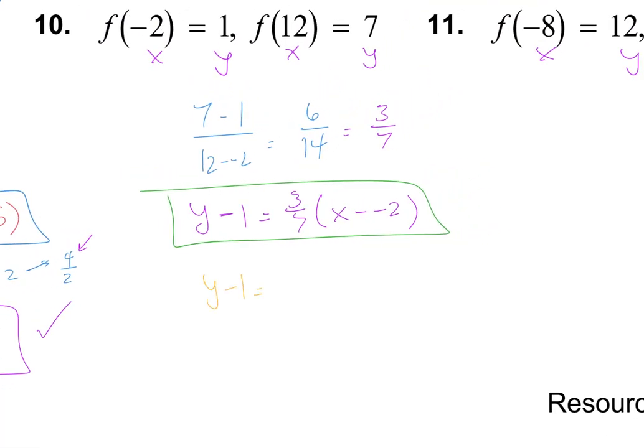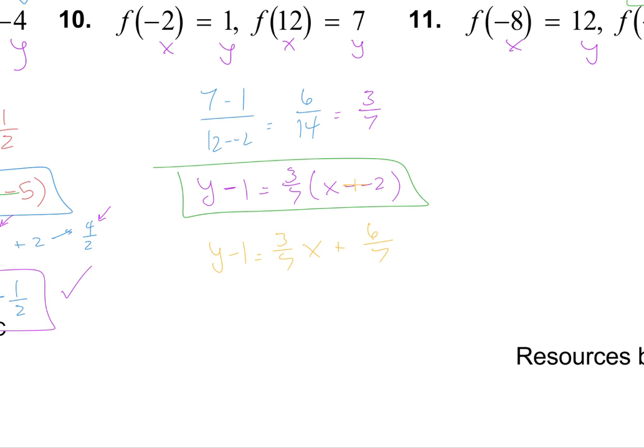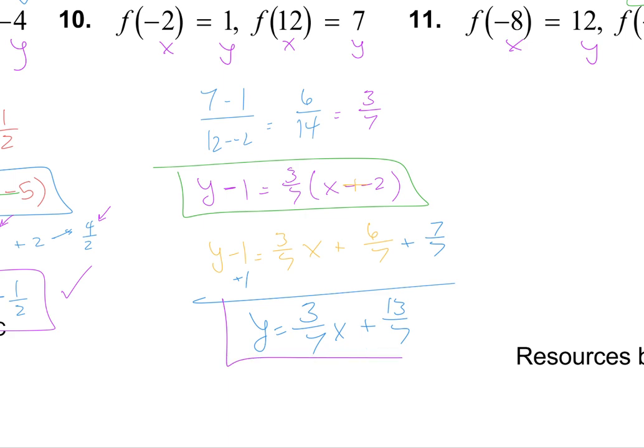Y minus 1 equals 3/7 x plus 6. Oh my gosh, 6/7. Add 1, add 7/7 over here, and you get y equals 3/7 x plus 13/7. So that's the other answer, assuming you didn't do standard form.